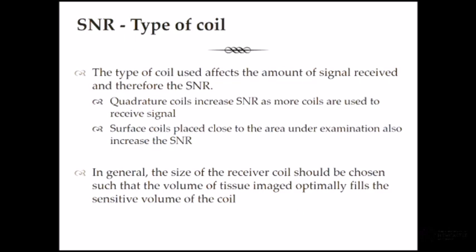But in general, the size of the receiver coil should be chosen such that the volume of interest, the volume of tissue imaged, optimally fills the sensitive volume of the coil. What that is saying is you really don't want to try and image a wrist in a head coil. You want the coil that you're using to fit the piece of anatomy under examination.